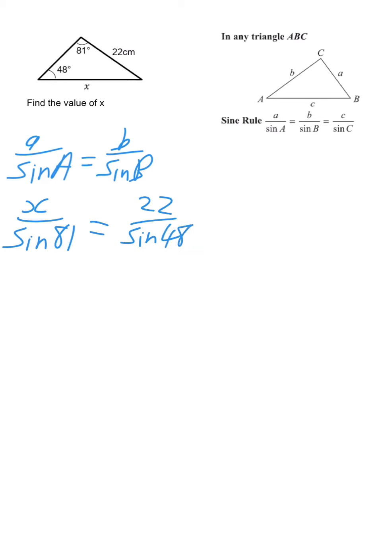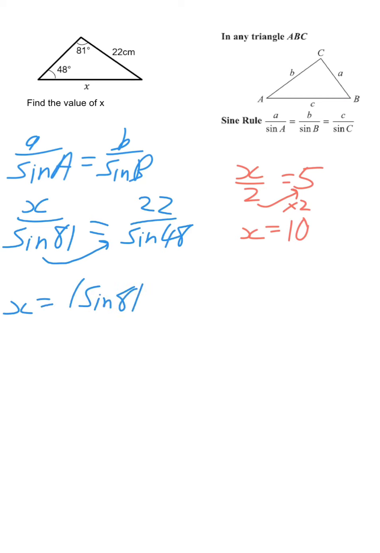So now I'm going to bring the sine 81 over to the right, and remember, let's say we're solving a linear equation and you had x over 2 is equal to 5. You'd bring the 2 across and you'd multiply by 2. So x would be equal to 5 times 2, which is 10. The same applies now with this. I'm bringing the sine 81 over to the right and I'm multiplying 22 over the sine 48 by sine 81. So x is equal to sine 81, all multiplied now by 22 over the sine 48.